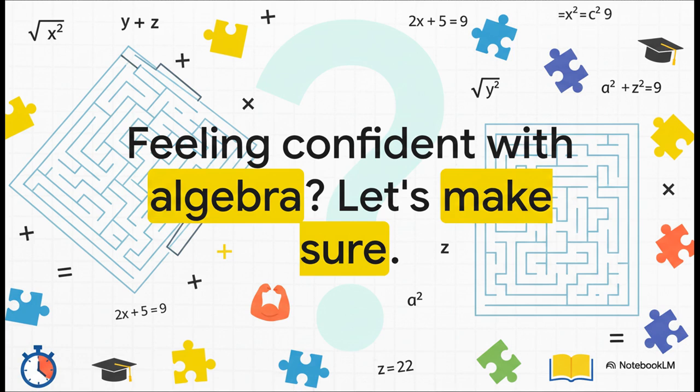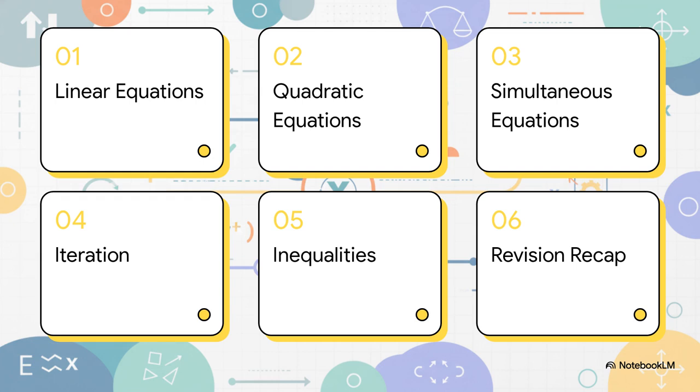Let's do this. So, here's our roadmap, covering all the key bits from the syllabus, A17 right through to A22. We'll kick things off with linear equations, then level up to quadratics, solve some simultaneous equations, get our heads around iteration, and finish strong with inequalities. By the end, you'll have a full toolkit ready to go.